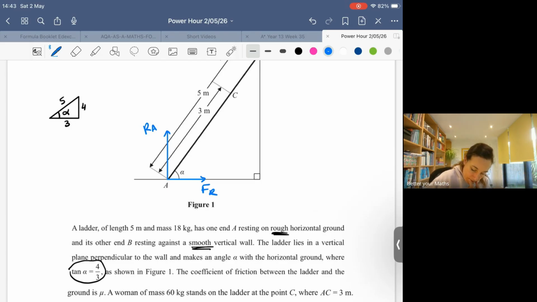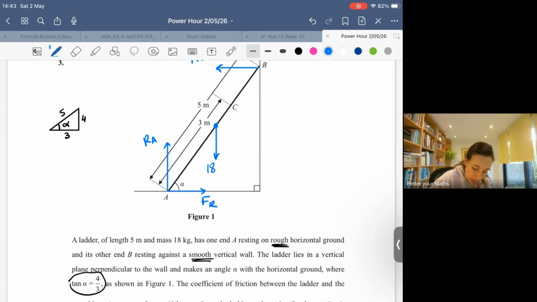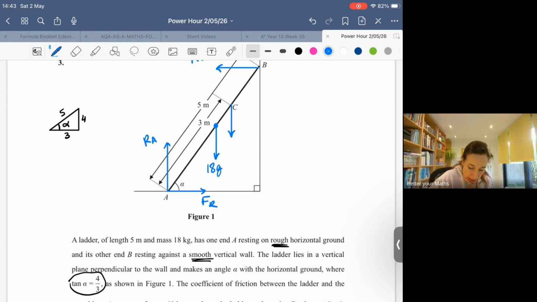What else? At 2.5 meters, you've got 18g pointing down, and then at 3 meters, you've got 60g. Exactly, that's it. I have the weight of the woman at C, so 60g, and in the middle, because we are modeling this as a uniform rod, I'm going to have the mass of the ladder multiplied by g. These are all my forces.